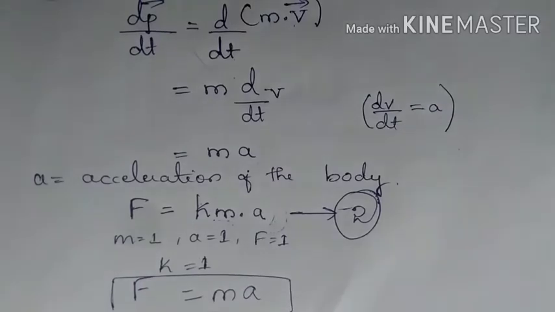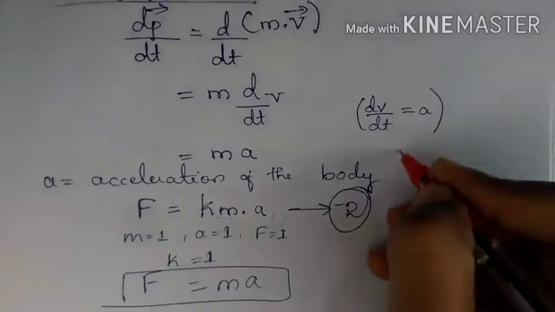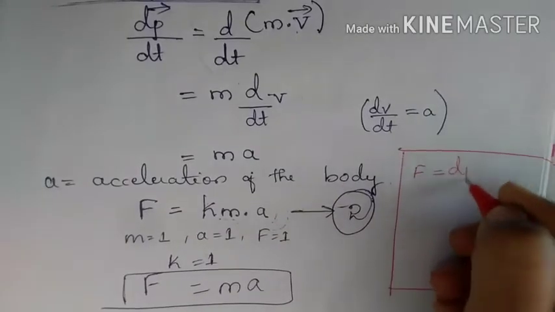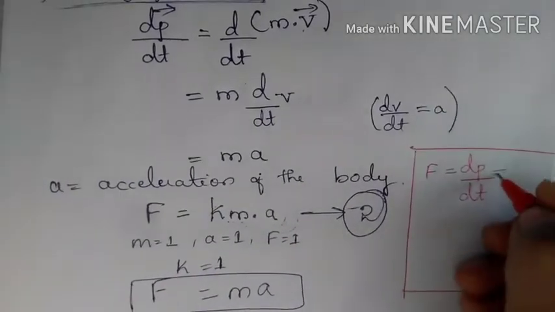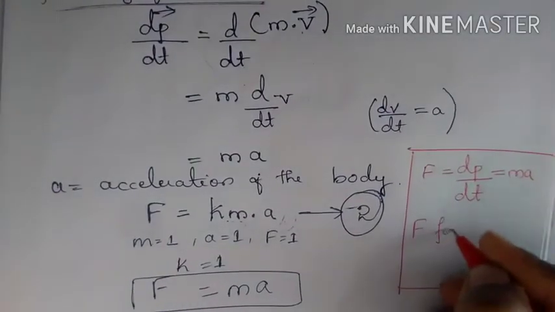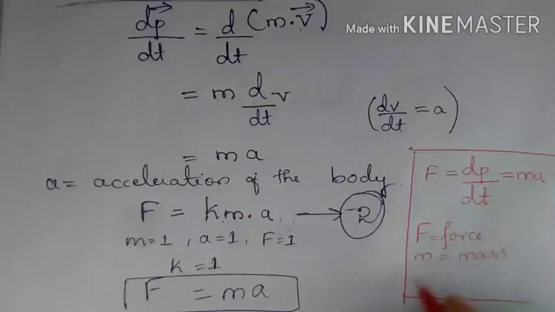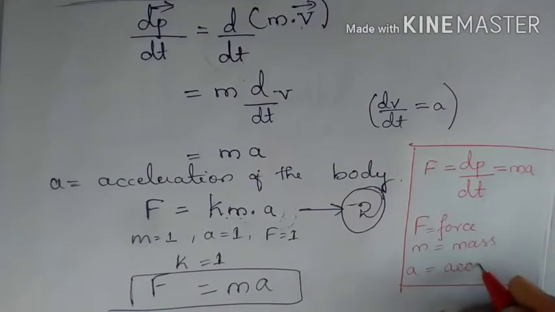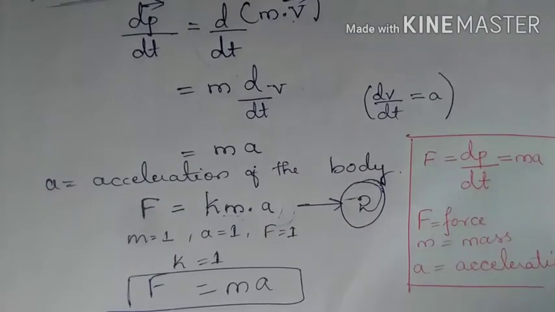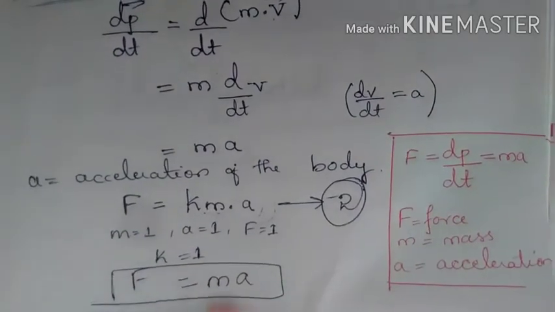You can also write F equals dp by dt, which is equal to ma. Here F is force, m is mass, and a is acceleration. This is again an important equation to understand: F equals ma. So here is the equation.